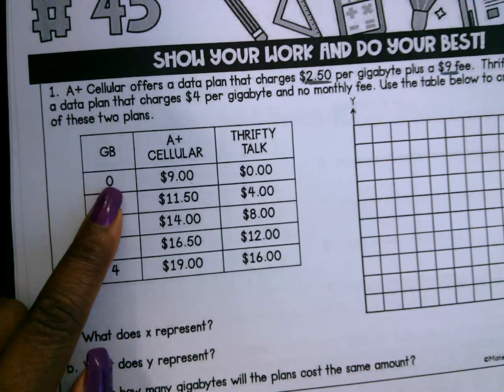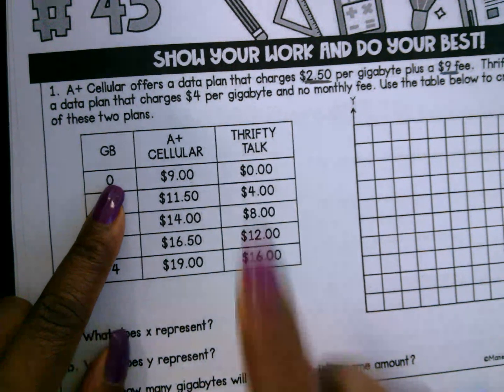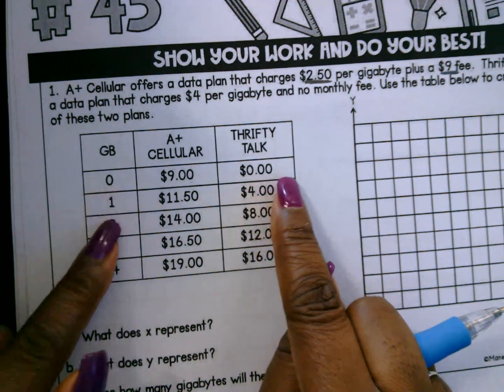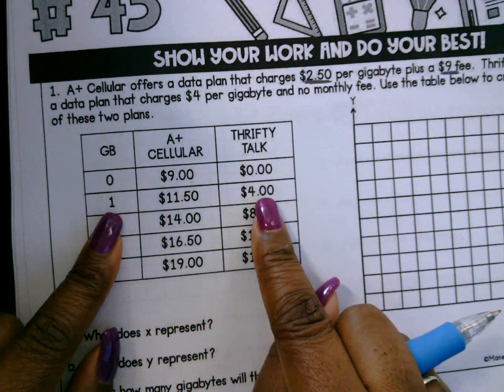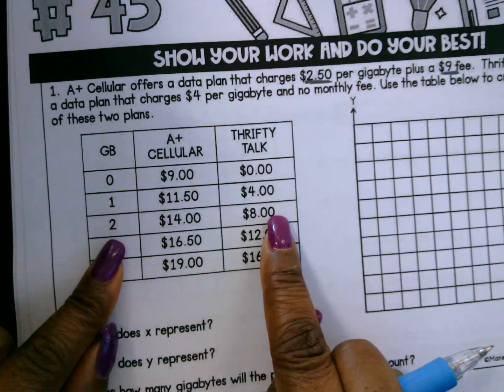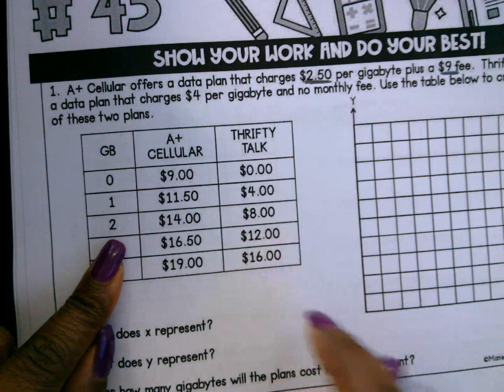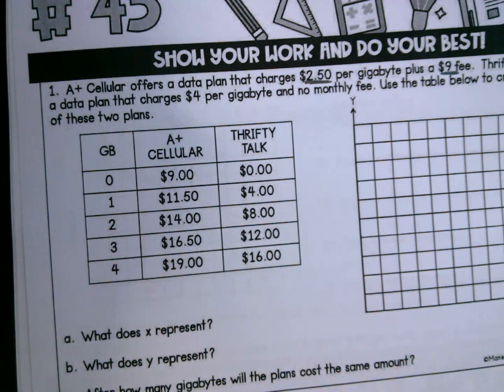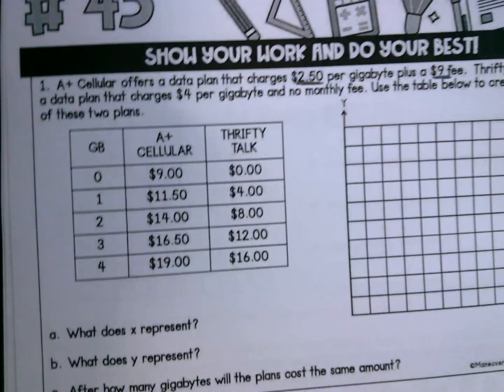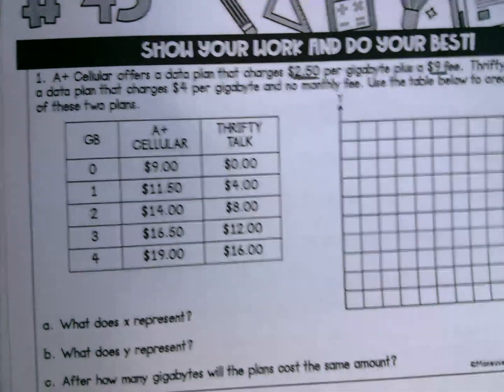So at 0 gigabytes, if you don't use any, then you don't pay any money. Okay, for 1 gigabyte you pay $4. For 2 gigabytes you pay 8. So it's $4 every single gigabyte. Okay. All right. So now use the table to create the graph.